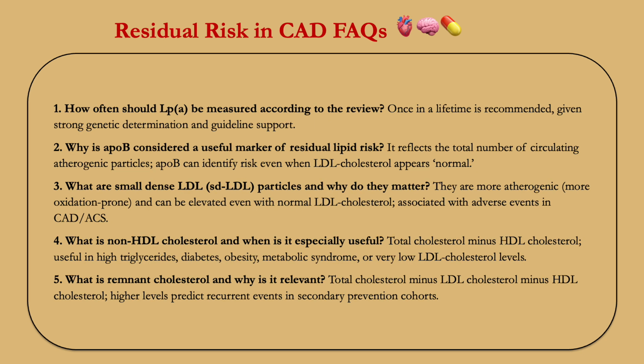How often should Lp(a) be measured according to this review? Once in a lifetime is recommended, given a strong genetic determination and guideline support. Why is ApoB considered a useful marker of residual lipid risk? It reflects the total number of circulating atherogenic particles. ApoB can identify risk even when LDL cholesterol appears to be normal.